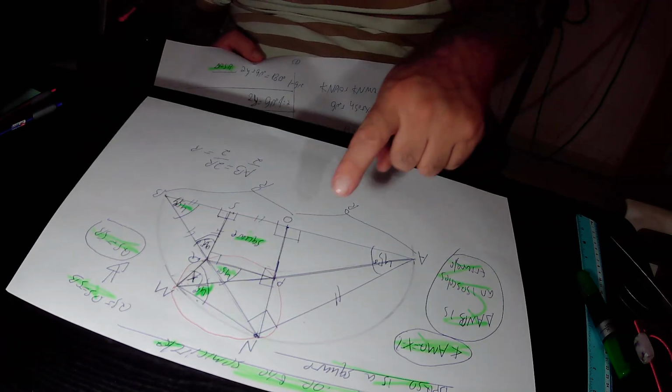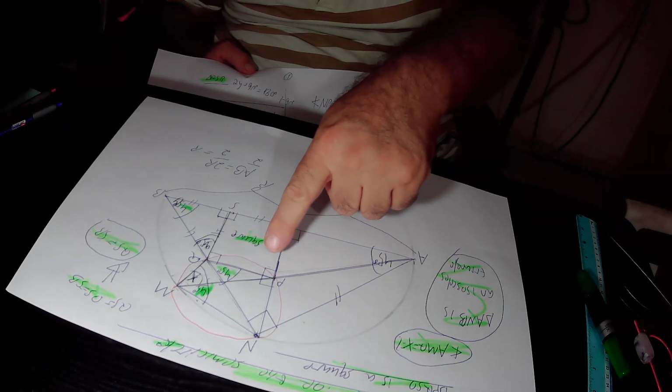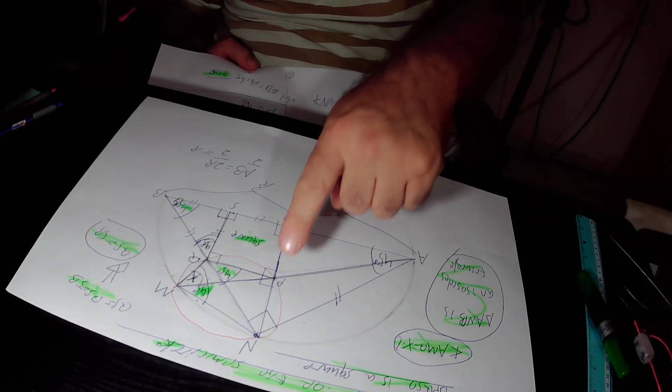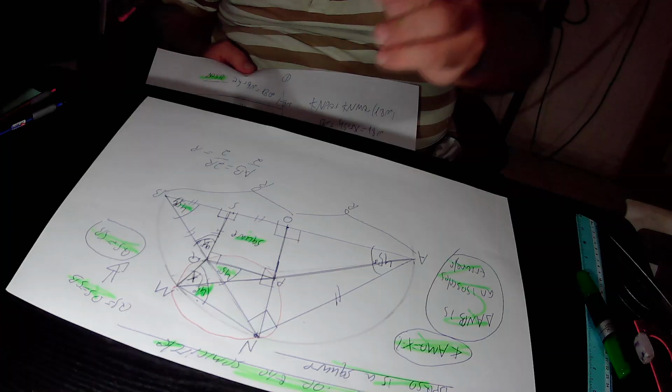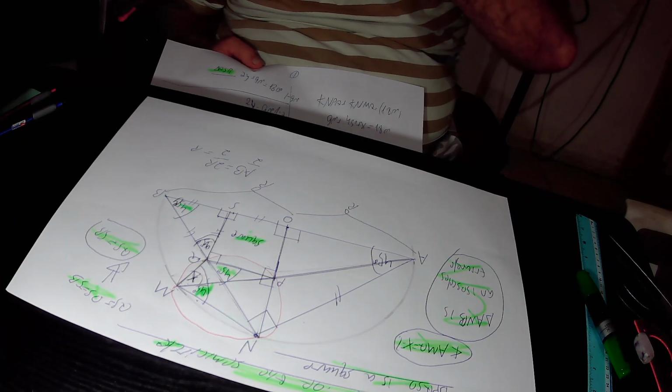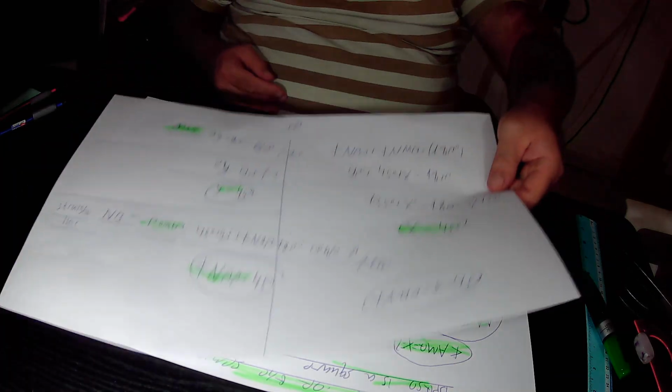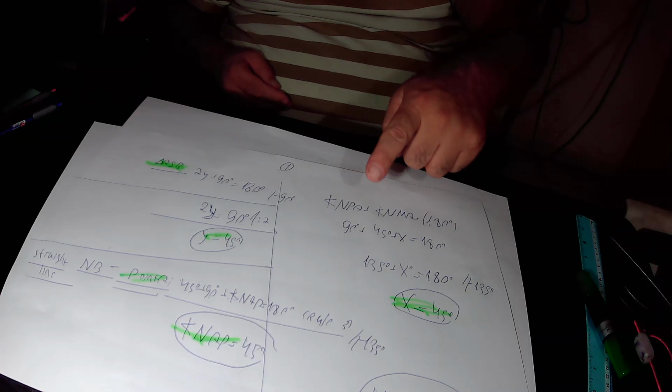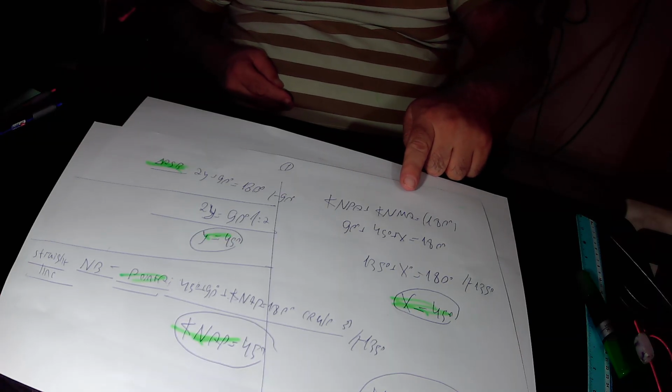Angle NPQ is a right angle. Angle NMQ equals 45 degrees plus x in total. And again, angle NPQ is a right angle, and angle NMQ equals 45 degrees plus x in total.